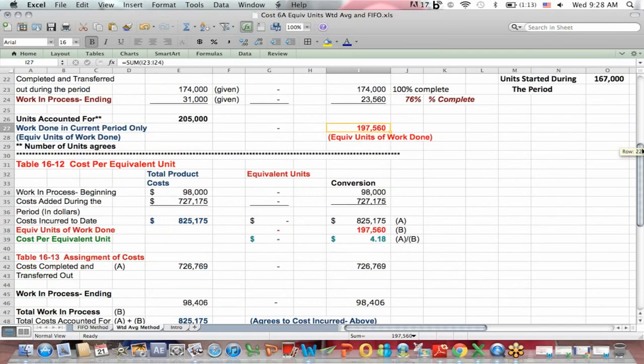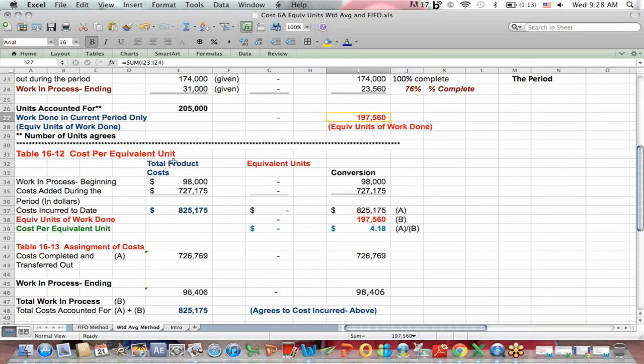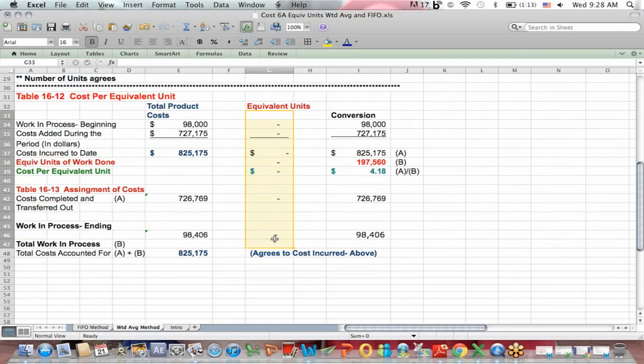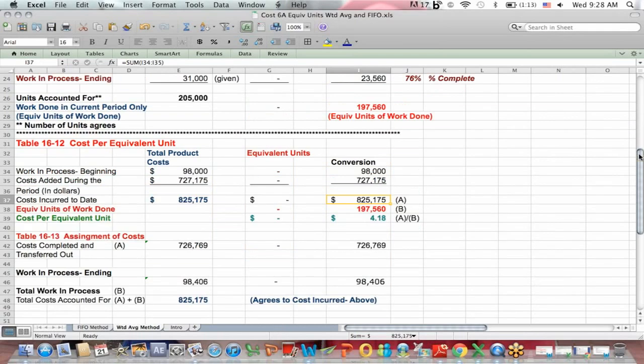The template that I have is a little bit different because I put the totals here. This was for material, which we don't need. This is for conversion. Same costs given in the question. Same total cost to assign. Slightly different equivalent units of production. We come up with a slightly different cost per equivalent unit, but the good news is we can still take that cost per equivalent unit and tie back to our total costs that we need to assign.